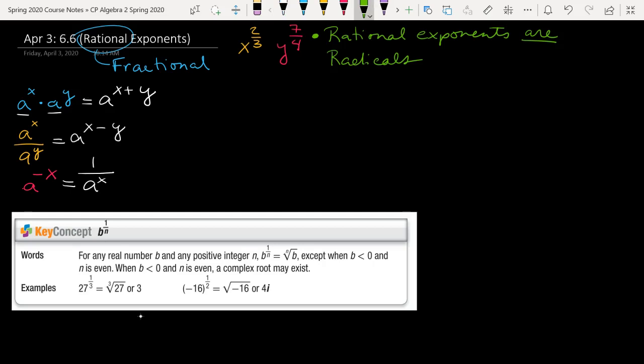The last property I want to talk about, and the one we've been talking about most in the last couple of sections, is this. What happens when I have a number raised to a power, and then I raise that entire expression to another power? Well, in this case, instead of adding the exponents, we multiply the exponents. That becomes a raised to the x times y power.